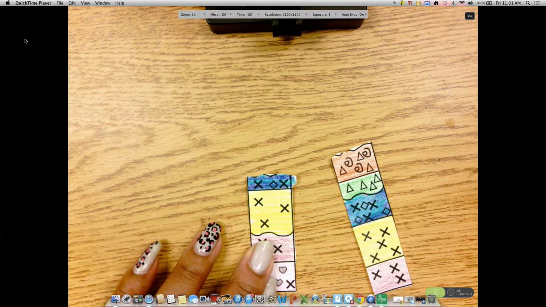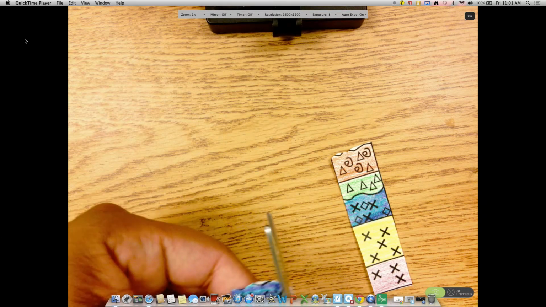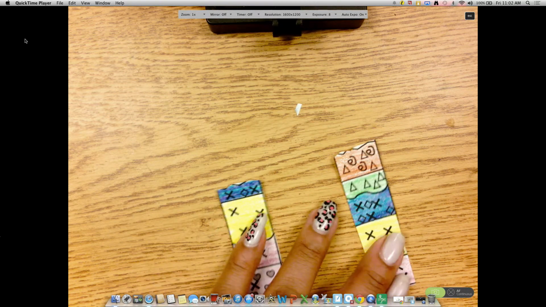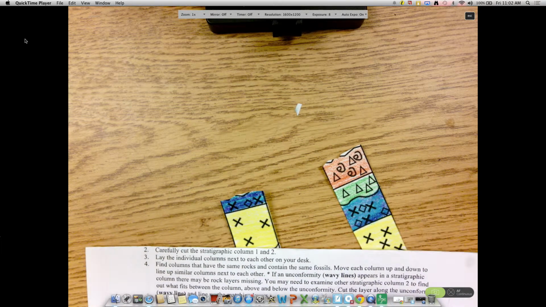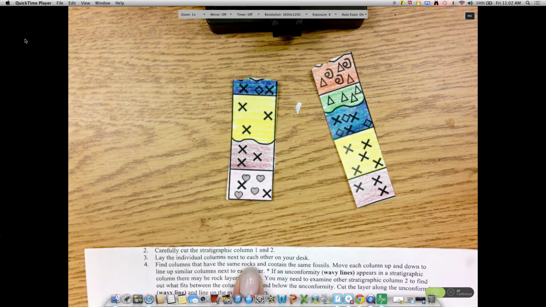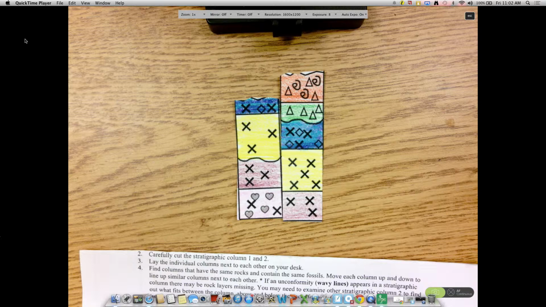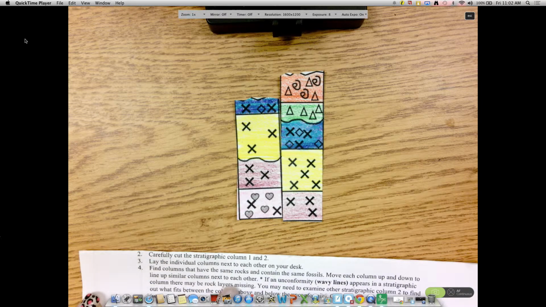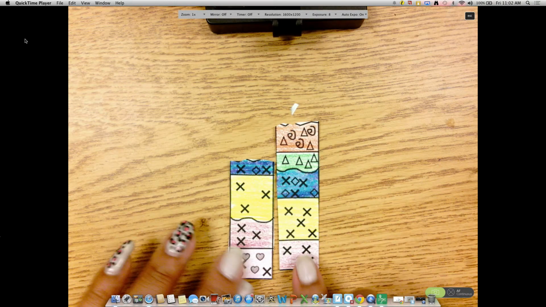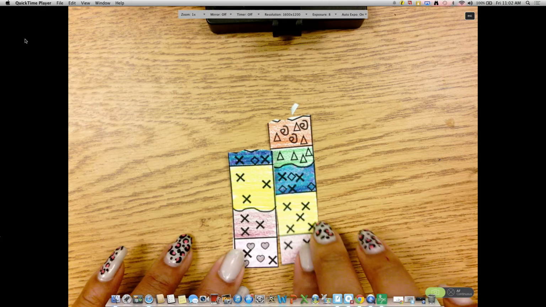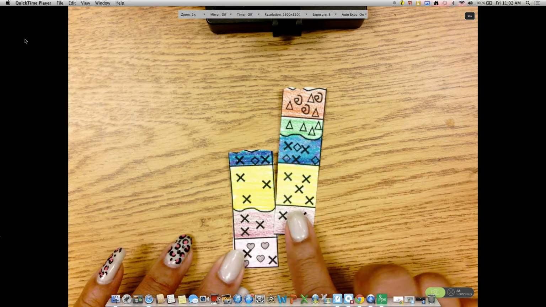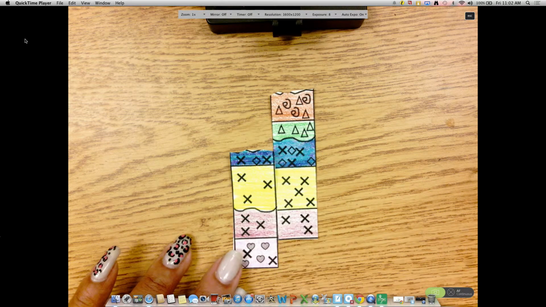Alright, so now I have these 2 layers here. This is 1, this is 2. Then my procedures tell me to lay the individual columns next to each other on your desk. It says find columns that have the same rocks and contain the same fossils. Move each column up and down to line up similar columns next to each other. So if I look here, I see, okay, this heart doesn't match across, but look, I got brown and I got X fossils, I got yellow X fossils and blue fossils, okay?